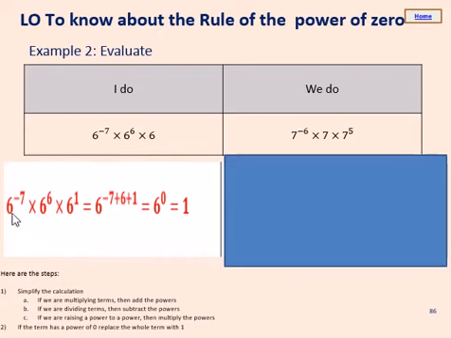So 6 to the power negative 7 times 6 to the power 6 times 6 to the power 1 is equal to 6 to the power negative 7 add 6 add 1, which gives 6 to the power 0, which equals 1. Please can you copy that down and then try the we do as well. We'll go through afterwards, so once you're done, make sure you've got a green pen ready.